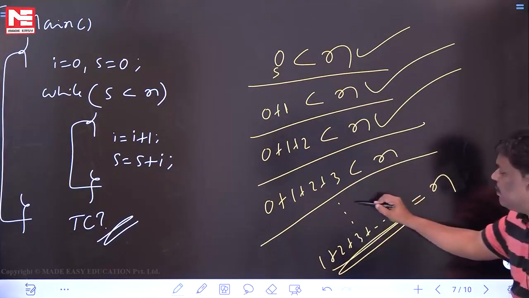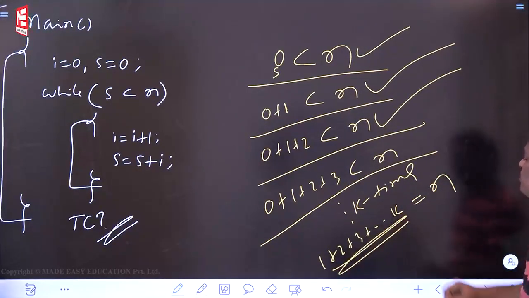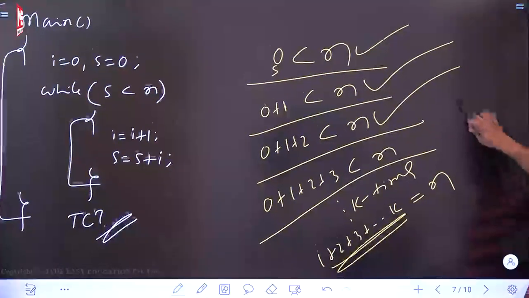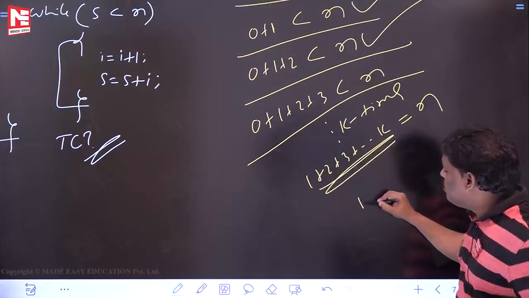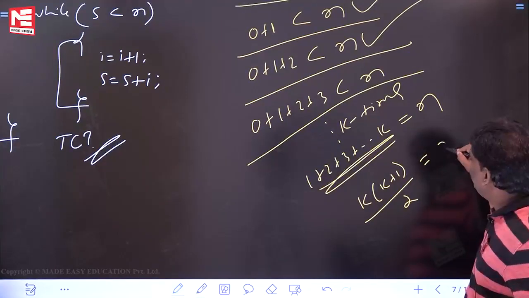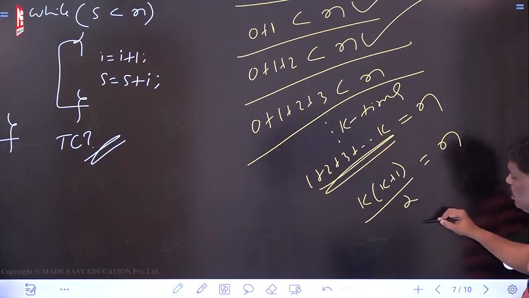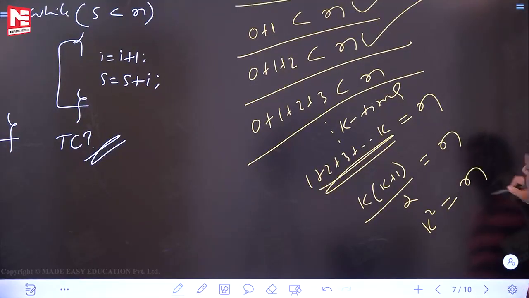After doing k times, this total sum of k natural numbers is equal to n. Some people are asking, what is the sum of k natural numbers? It is k times (k plus 1) by 2, which is equal to n. Forget about small constants. Finally, k square is equal to n by 2. Small constants are neglected.